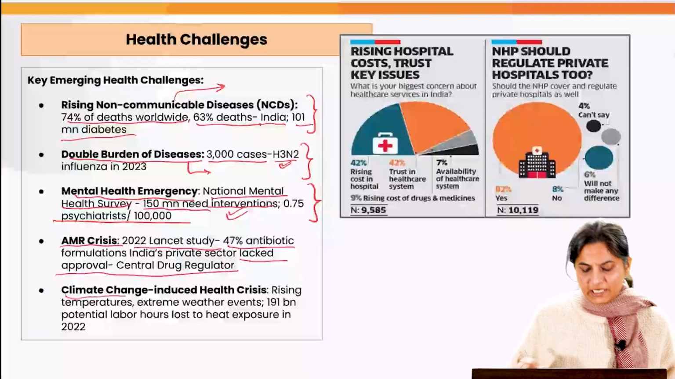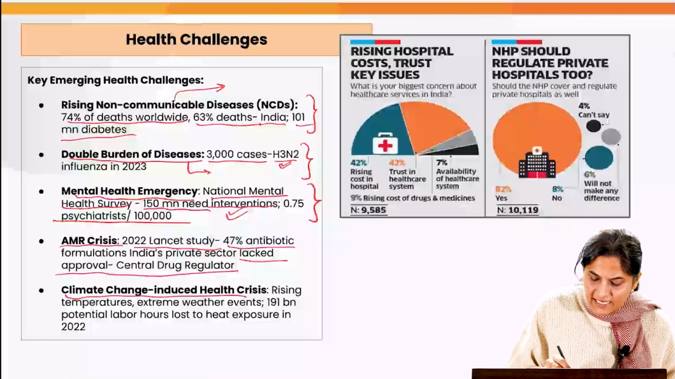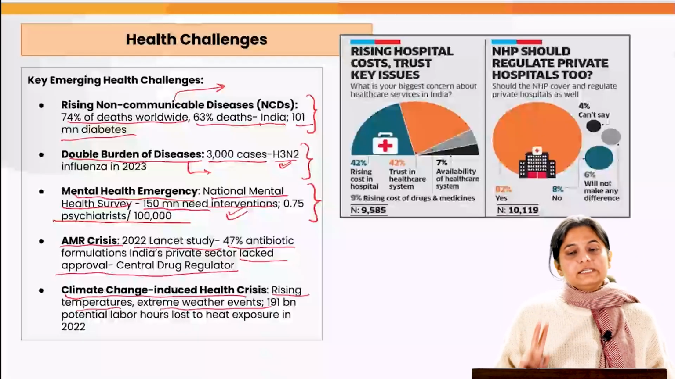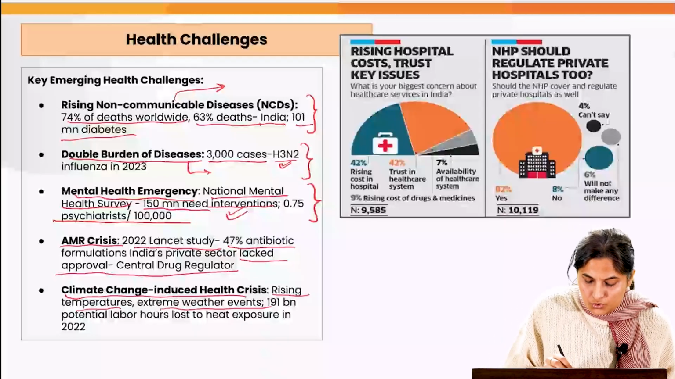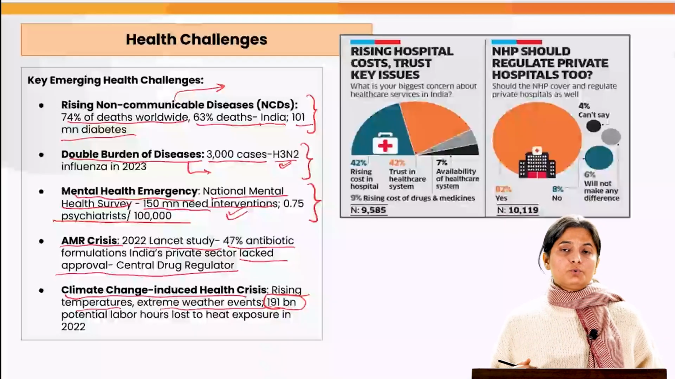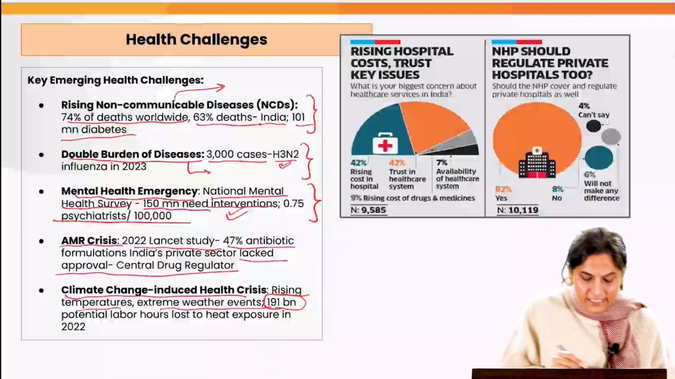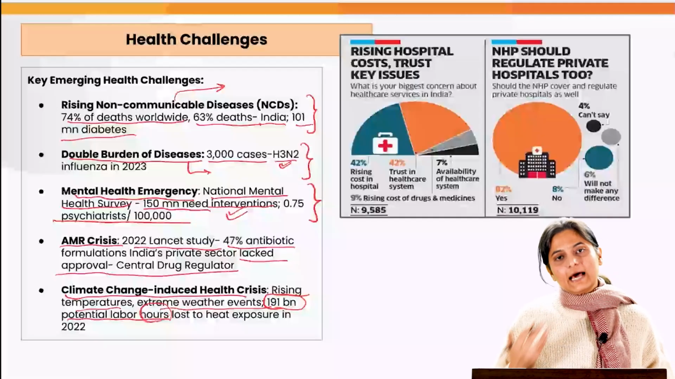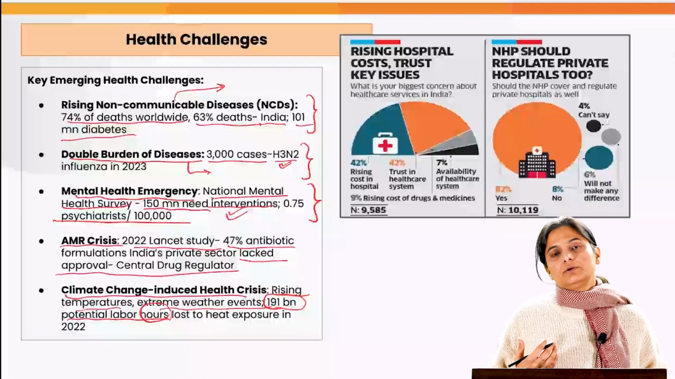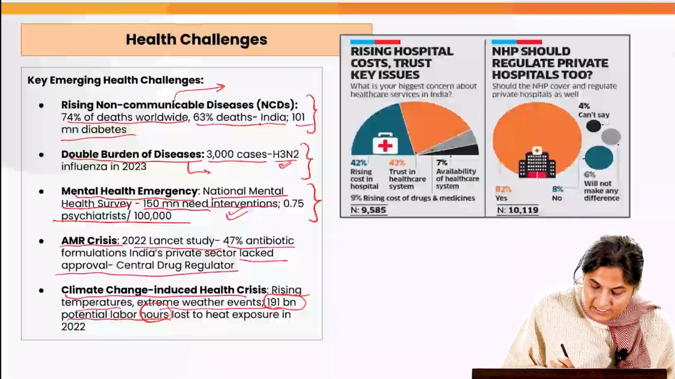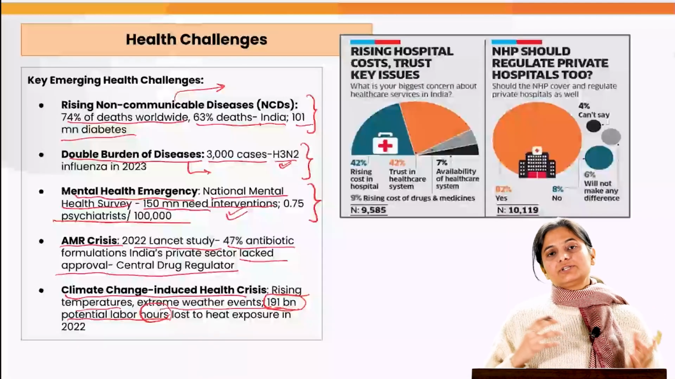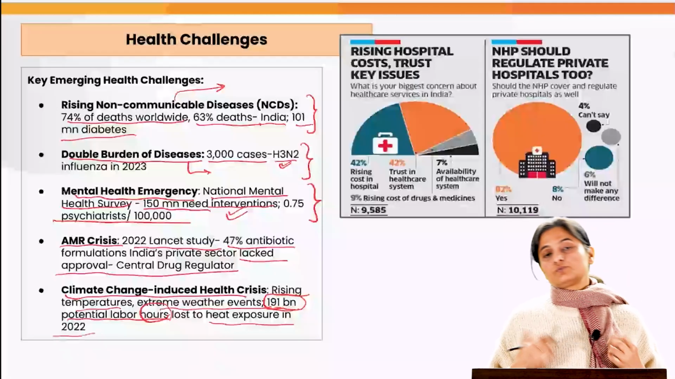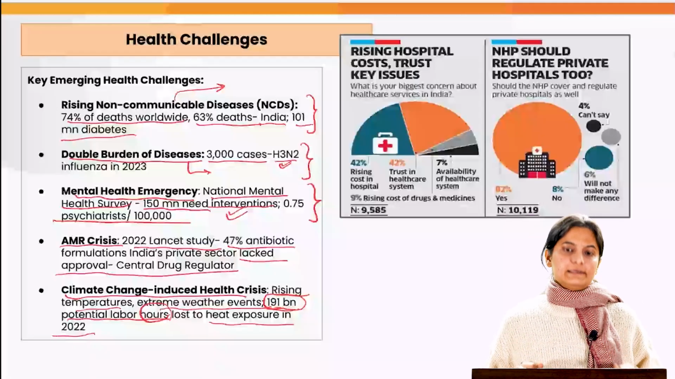Then there are climate change induced health crises: rising temperatures, extreme weather events. As you can see, both of these concerns have been rising. To give you an example, around 191 billion potential labor hours, the hours of work, were lost in 2022 as per this study. Why? Due to heat exposure, led by rising temperatures.